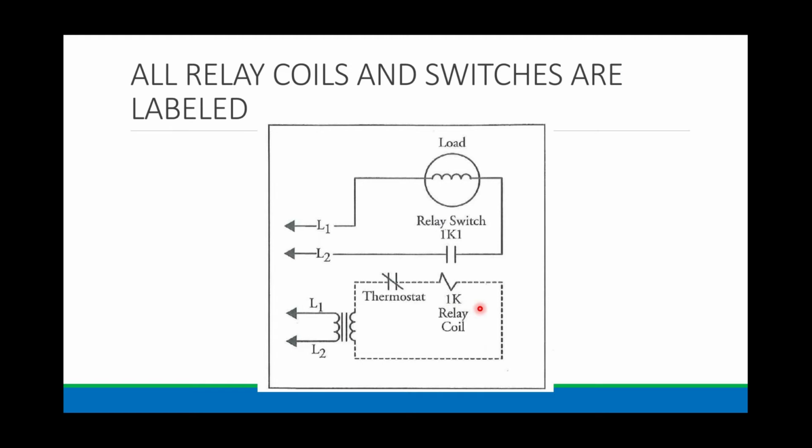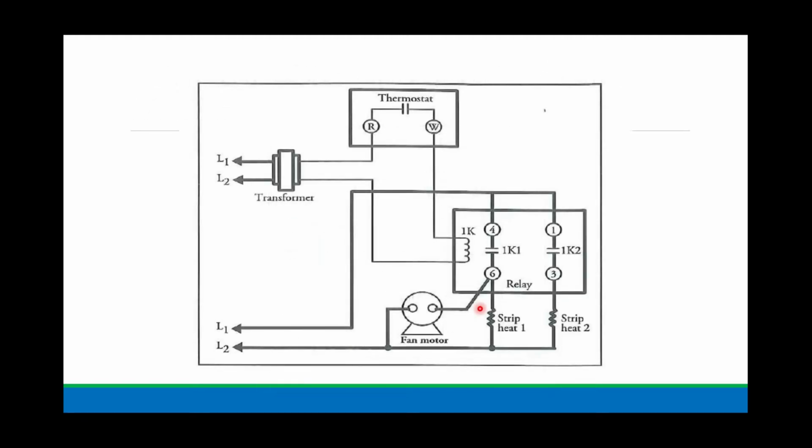Here's another drawing to represent the same thing. You can see my incoming power, the L1, L2, which is the same on both sides here. There's my transformer, which is stepping down. Well, what's my switch? There's my thermostat. What's my load? A 1K relay. So here's my power, switch, and load. Then on the line voltage side, I see two switches, 1K1, 1K2, and I see 1, 2, 3 loads. So how is this going to work? Well, if we close this thermostat and energize 1K, complete this circuit, now I'm going to close 1K1, 1K2, and I'm going to energize heat strip 1, heat strip 2, and turn on the fan motor.